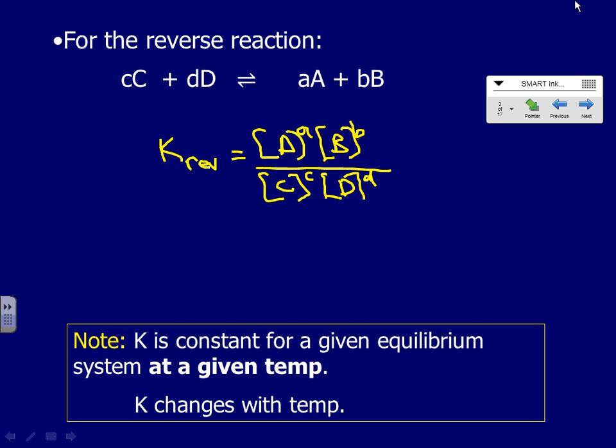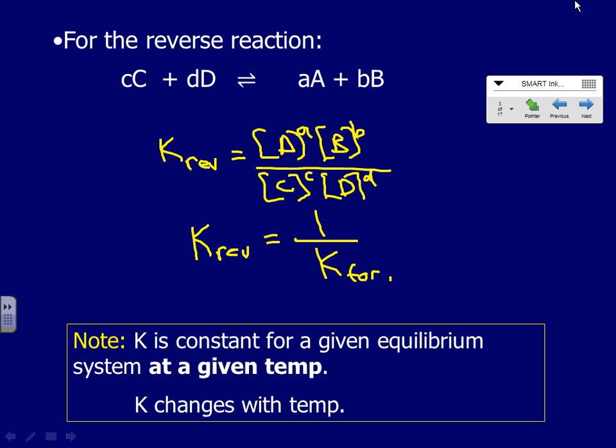How does this compare to the previous expression we just wrote down? What's the difference between the one on the previous slide and this one? Yep. It's the reciprocal, right? Or the inverse. That's always true. If you know the K value for a certain reaction, and then in a later situation you're looking at the reverse reaction, you can say that the K of the reverse reaction is 1 over the K of the forward reaction. It's just the inverse of it.